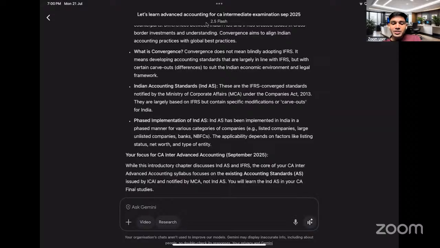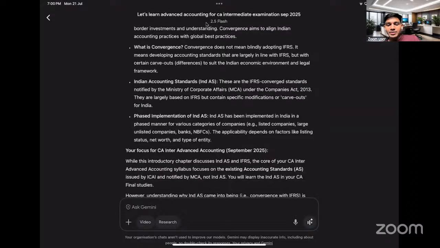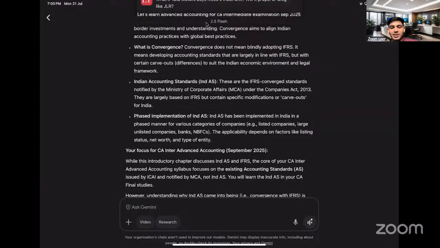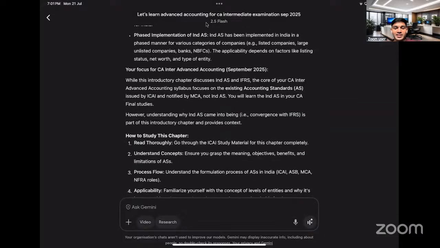Phased implementation of Ind AS. Ind AS has been implemented in India in a phased manner for various categories of companies, such as listed companies, large unlisted companies, banks, and NBFCs. The applicability depends on factors like listing status, net worth, and type of entity. Your focus for CA Inter Advanced Accounting, September 2025.